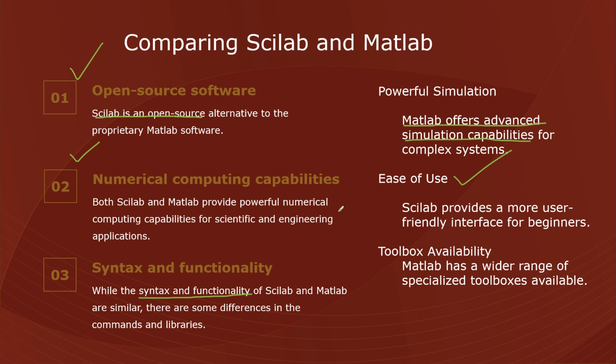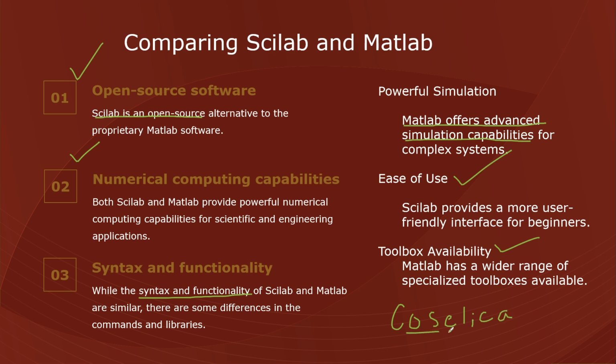And toolbox availability. Both MATLAB and Scilab have very wide, specialized toolboxes available. These are like Python libraries. These are equivalent to Python libraries in MATLAB and Scilab, and they are called toolboxes. For example, in Scilab, there is a specialized toolbox called Xcos for additional powerful simulation tools, in addition to the ones that come with it. We'll look at that later.